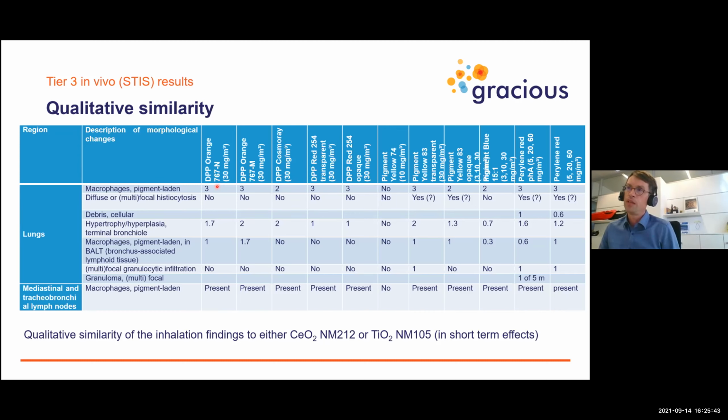You also see the exposure concentrations, which are high. 30 milligrams per cubic meter is a very high concentration. For some, we also had a different dose range, but for some, we were guessing that they would have low toxicity, and so we were testing a single high dose.